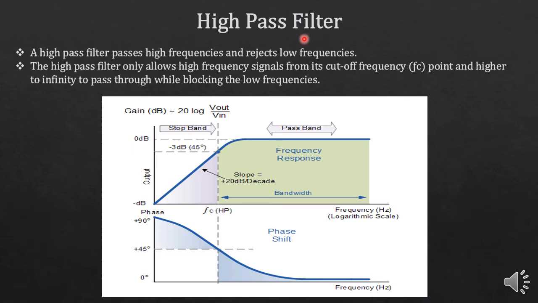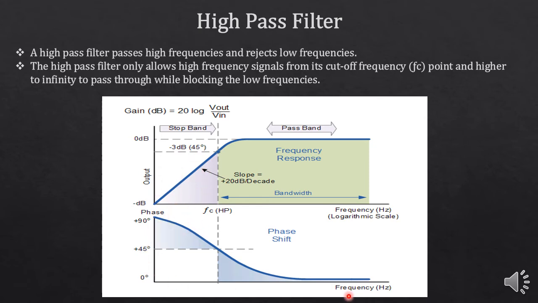High pass filter. A high pass filter only passes the high frequencies and rejects the low frequencies. The high pass filter only allows high frequency signals from its cutoff frequency to infinity to pass while blocking the low frequencies below its cutoff frequency point. Here you can see that fc is the cutoff frequency and the filter starts passing the frequencies after its cutoff frequency point, and before the cutoff frequency point the filter was rejecting the low frequencies.